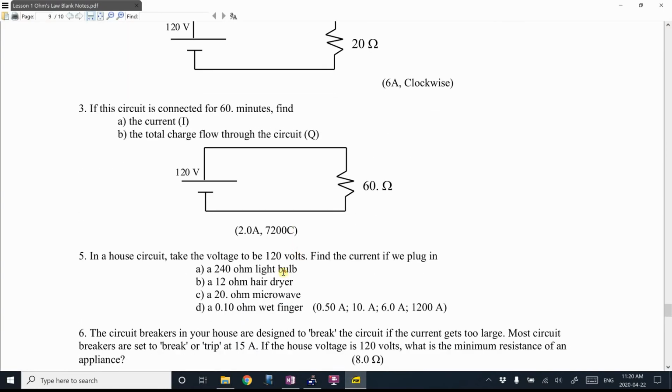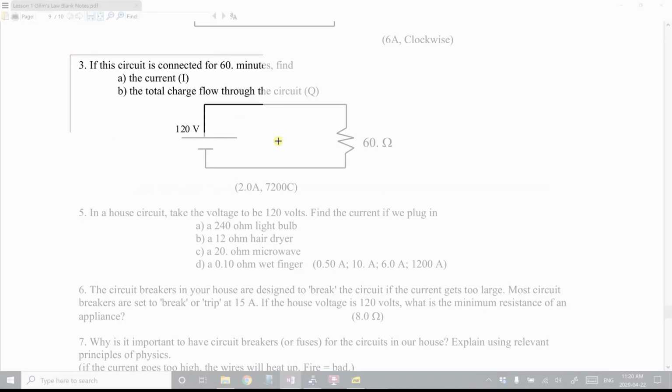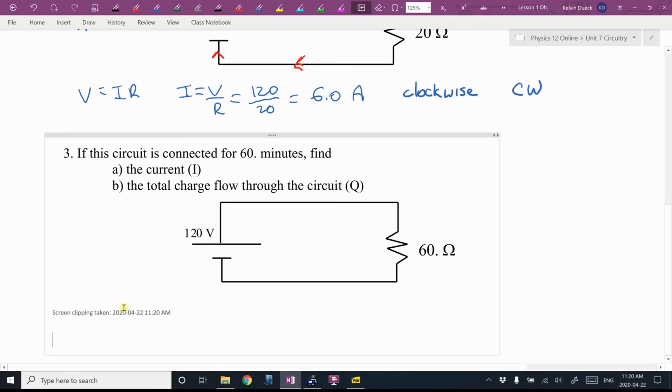Number 3. If this circuit is connected for 60 minutes, find the current and then the total charge. So this is what would allow you to estimate how long a battery would last. If you were an electrical engineer designing a circuit, you know how much charge is stored in your battery. First, you would figure out the current, so you would know how fast it's going to bleed the charge off. And then you would be able to say, okay, on average, this battery will last for X number of hours before it burns out.